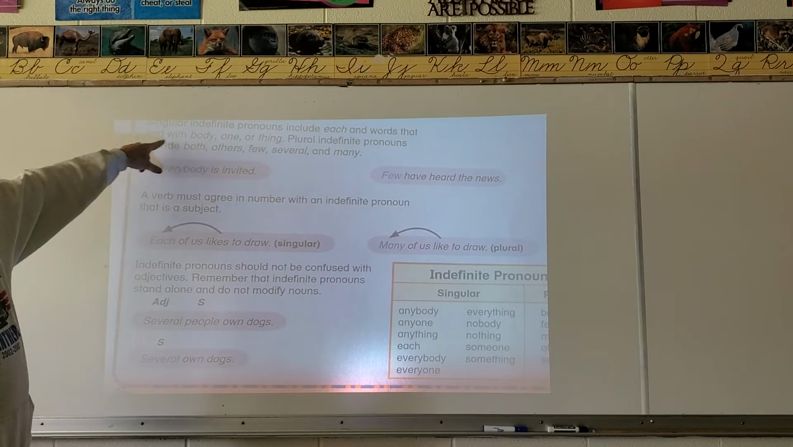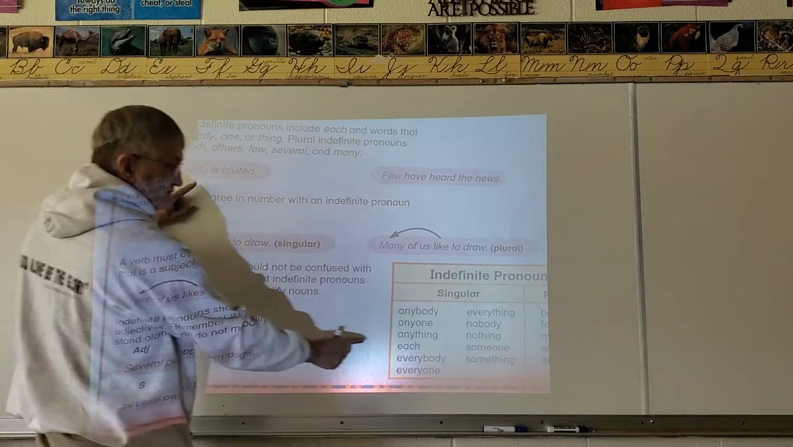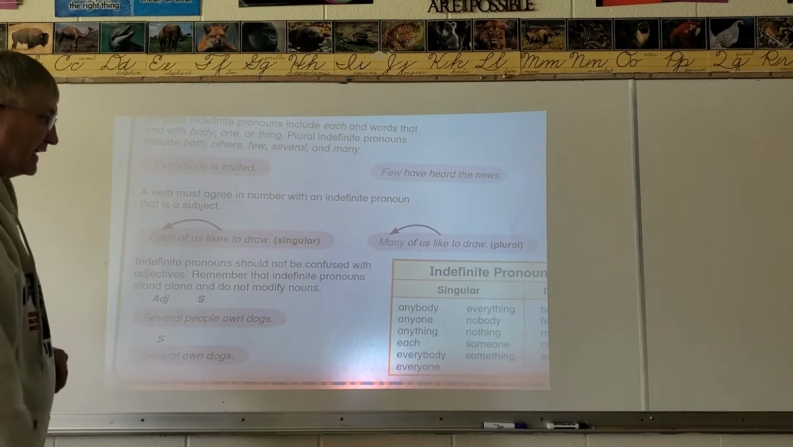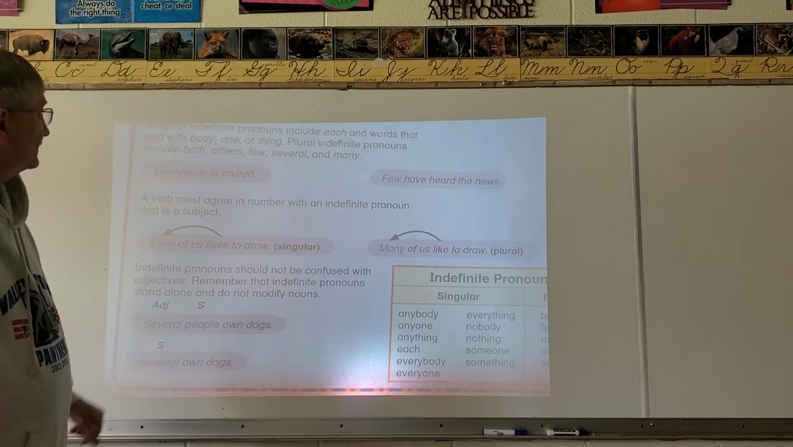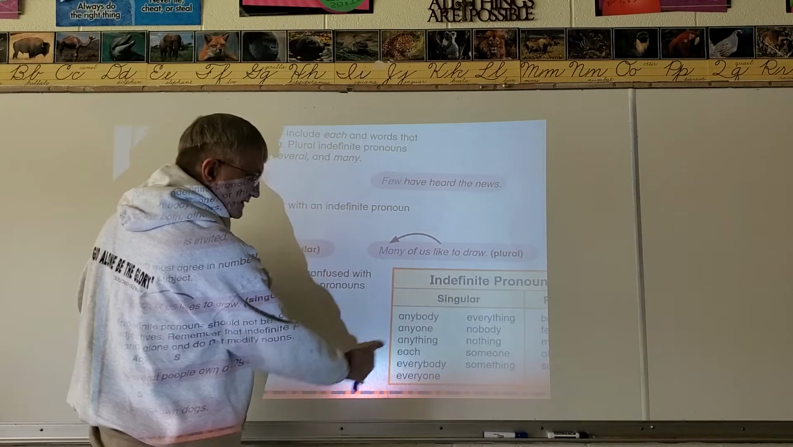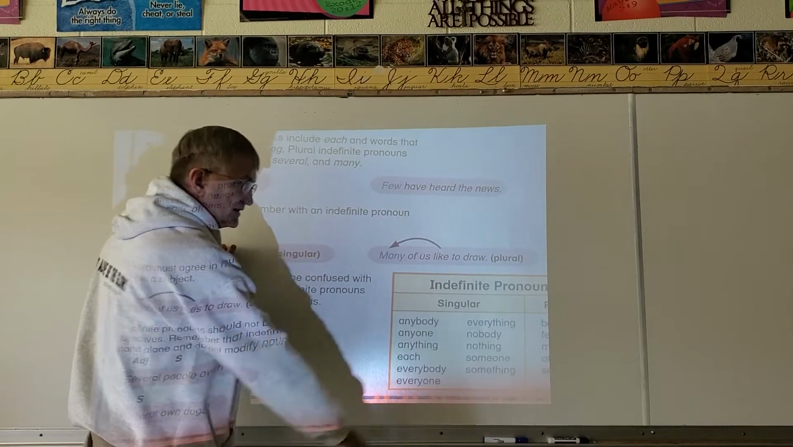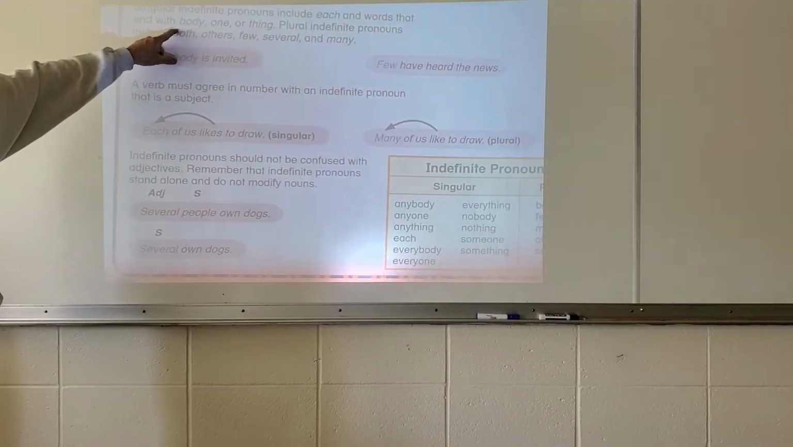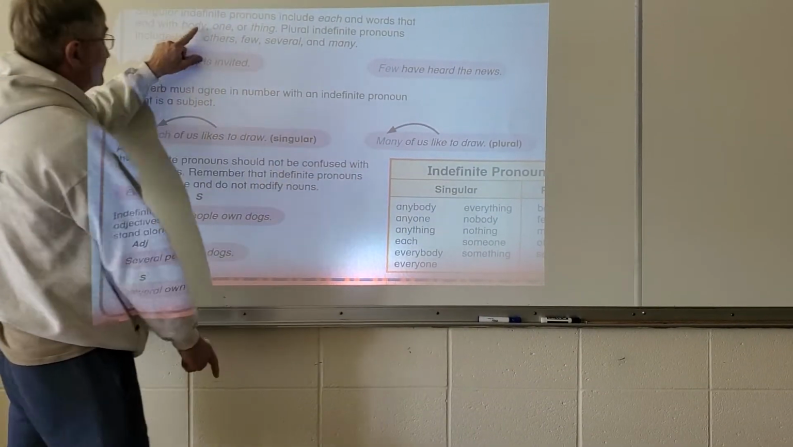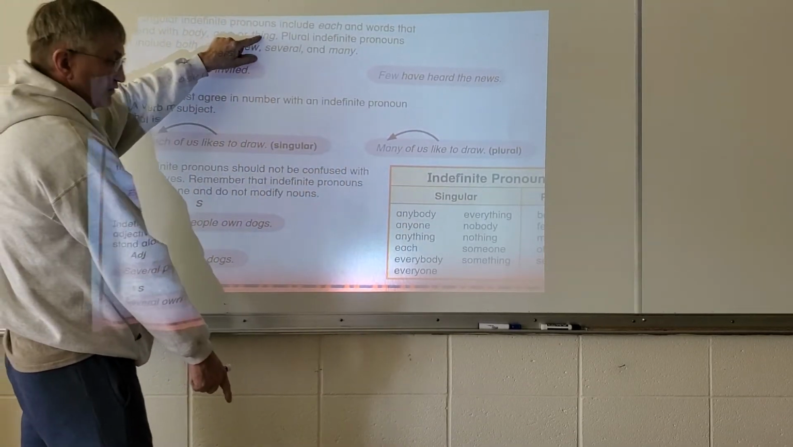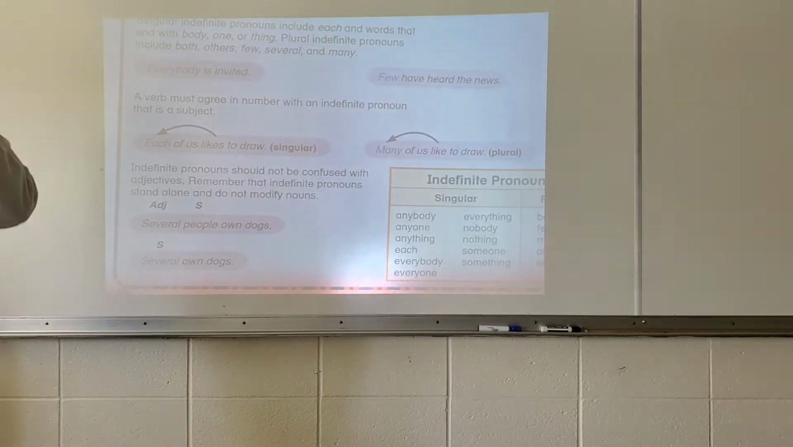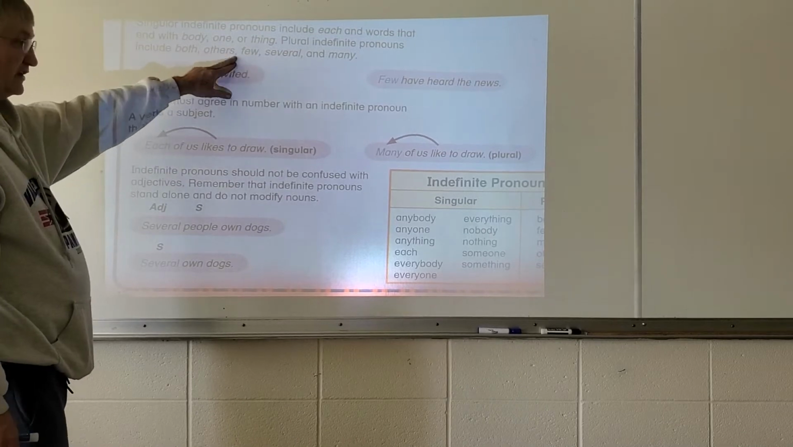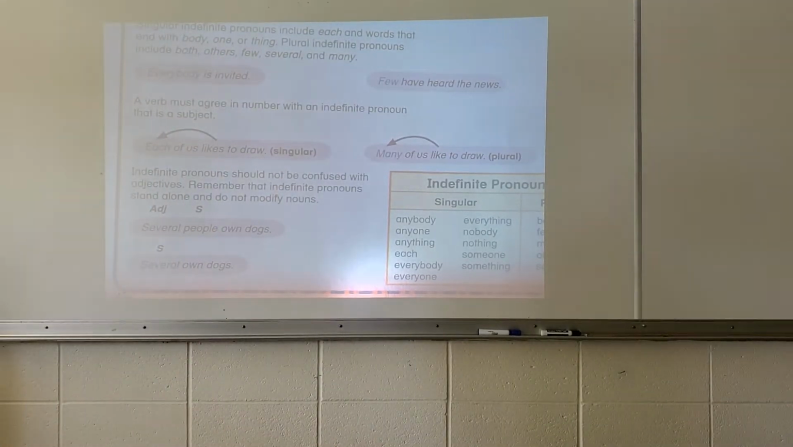One or thing. So they end with body. We said that. One, such as anyone, everyone, someone. And then the last one is thing: anything, nothing, something, everything. It ends with thing. So that's what that means. It says ends with body, ends with one, and ends with thing. Three different examples of singular. Plural indefinite pronouns include both, others, and few. So I'll slide this over just a little bit.